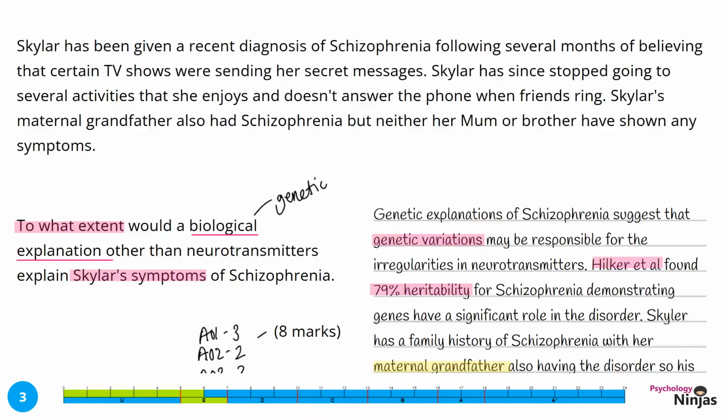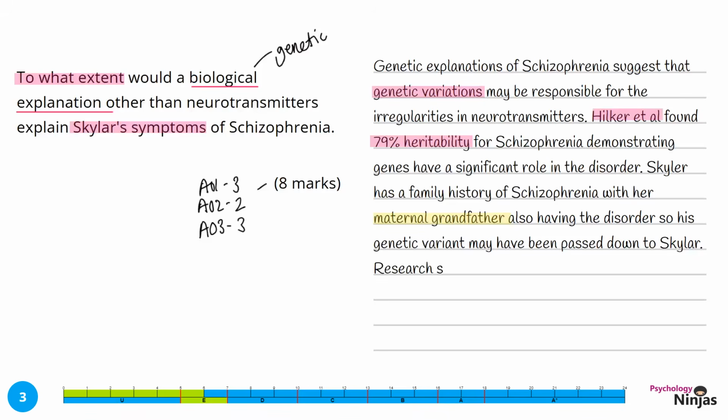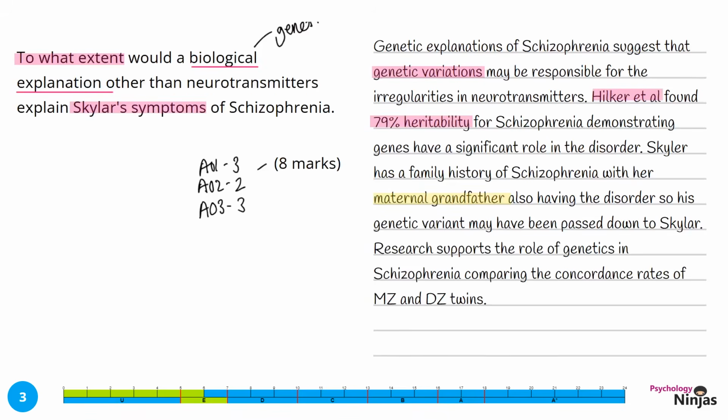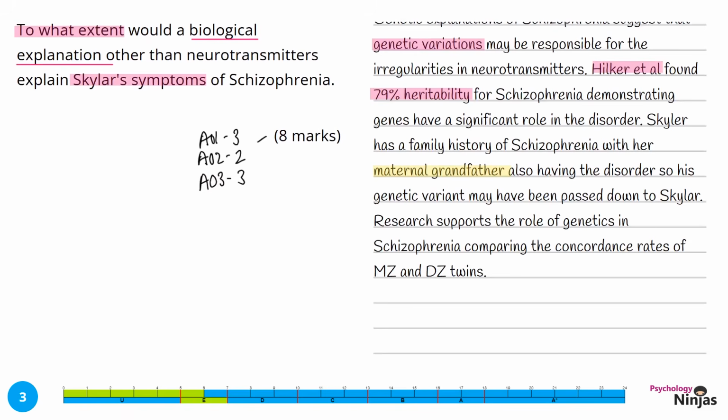We're going to highlight this in our STEM in order to show that we're using different parts of the STEM and illustrating application skills. Now it's time to evaluate. Research supports the role of genetics in schizophrenia, comparing the concordance rates of MZ and DZ twins. We've identified twin studies in order to show how we are assessing genetic explanations.